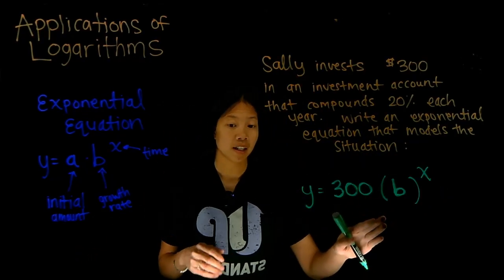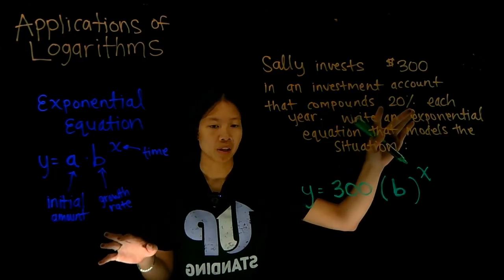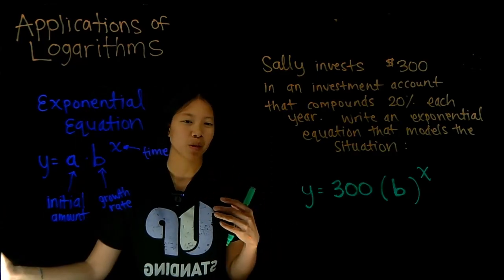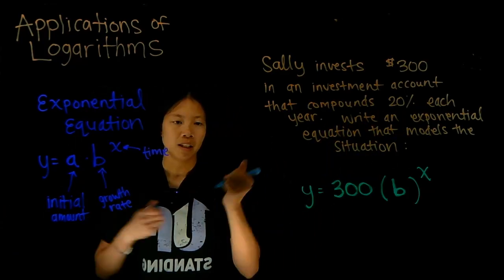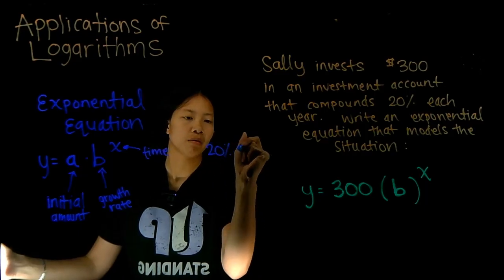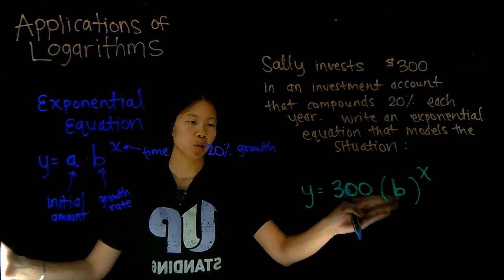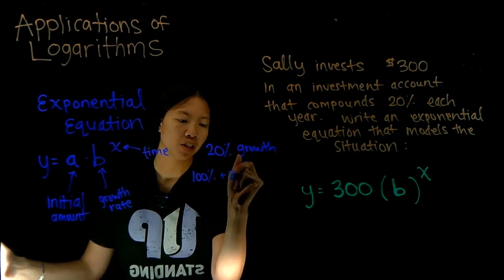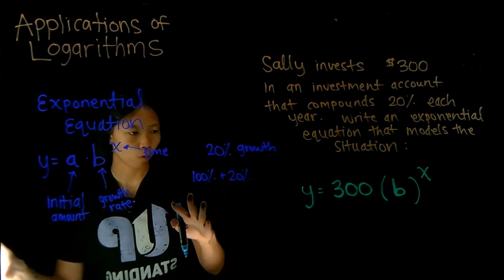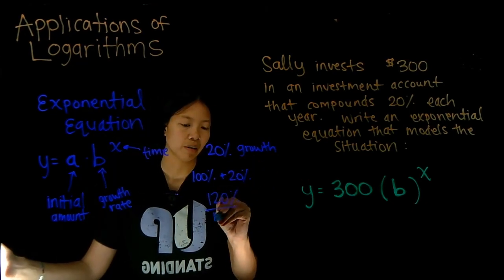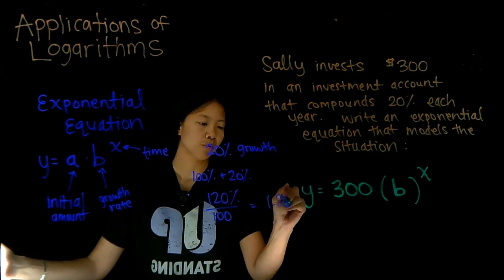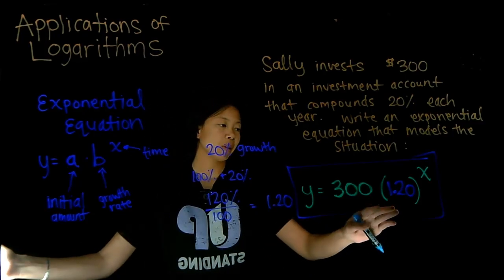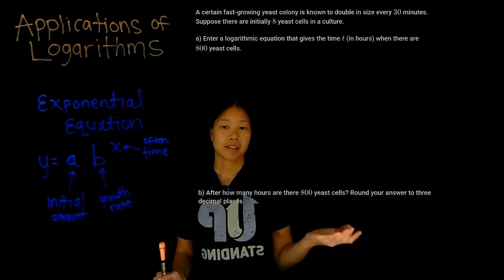So now we just need to find the growth rate. If it compounds 20% each year, that means it's growing 20% each year. If you recall back in Math 1 where we talked about turning a percentage into a multiplier, this means that if I want to turn 20% growth into a b value, I'm taking 100% of the money I had already in my account and then adding 20% on top of whatever I had before. So altogether that's 120%, which as a decimal is 1.20. So my b value would be 1.20. This would be the equation that models how much money she has in her account if it compounds 20% each year.